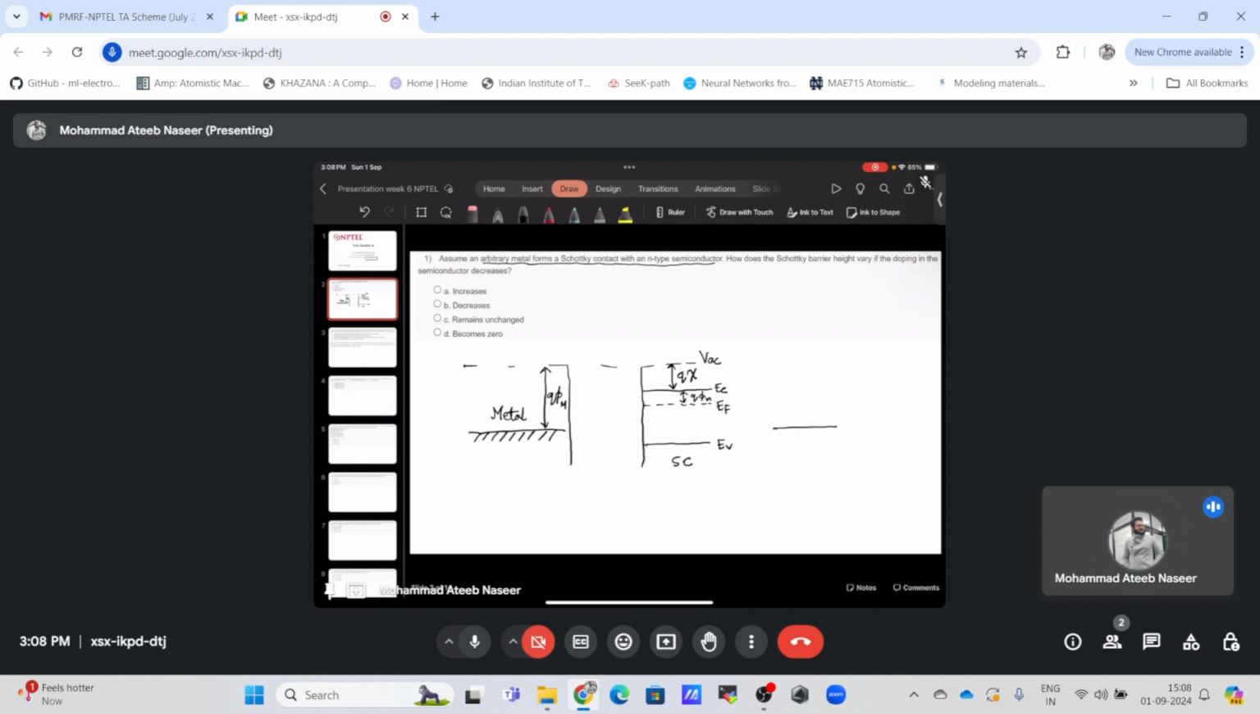So if this was the metal Fermi level, the Fermi level will be continuous for both the systems, the metal and the semiconductor, in equilibrium. As a result, if this is our interface, this will be the conduction band, and this whole thing will be the depletion width, xd. This is the depletion.